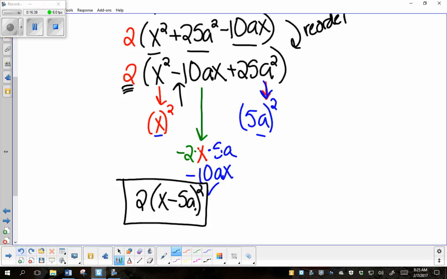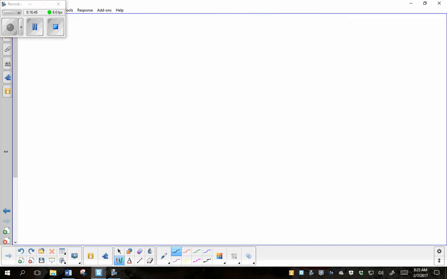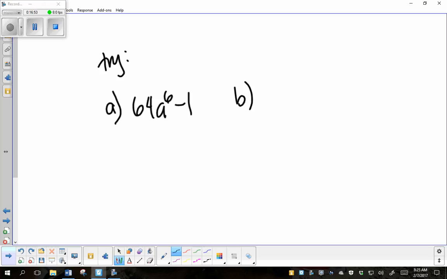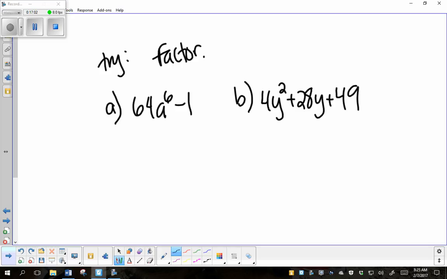So I'm going to give you guys 2 to try on your own. I want you to try those and then come to class with questions tomorrow, and we will practice lots of these. So go ahead and try factoring 64a to the 6th minus 1 and 4y squared plus 28y plus 49. So your instructions on these is just factor. All right, see you with questions.